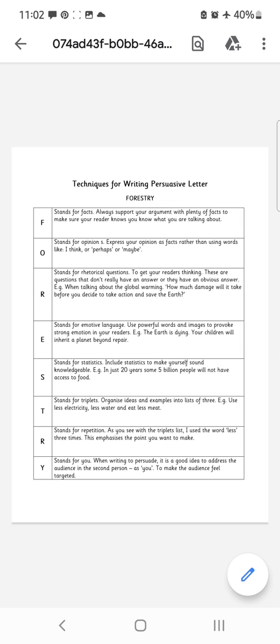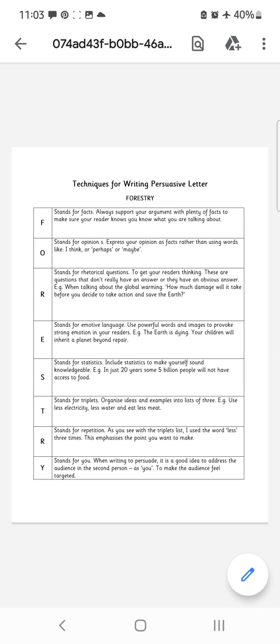E stands for emotive language. Use powerful words and images to provoke a strong emotion in your readers. For example, the earth is dying. Your children will inherit a planet beyond repair. Use strong words to make the reader feel strongly. Like if you say, for example, children in, I don't know, Africa, and excuse me for the example, are hungry. And if you say children are starving, do hungry and starving give you the same feeling? No, starving gives a stronger sense of hunger, and it makes the reader empathize more with you.